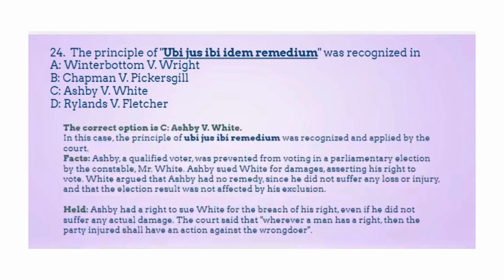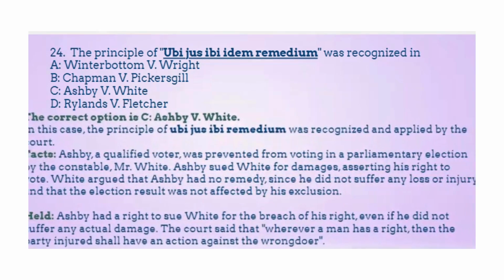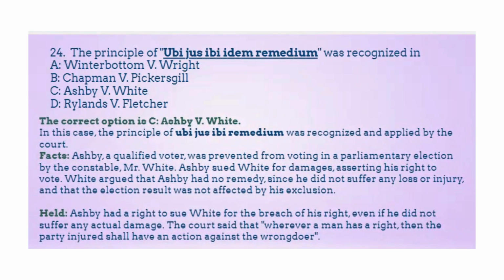24th question is: the principle of ubi jus ibi remedium was recognized in. The correct option is C. Ashby vs. White. This principle means where there is a right, there is a remedy, and it was recognized and applied by the court in this case.